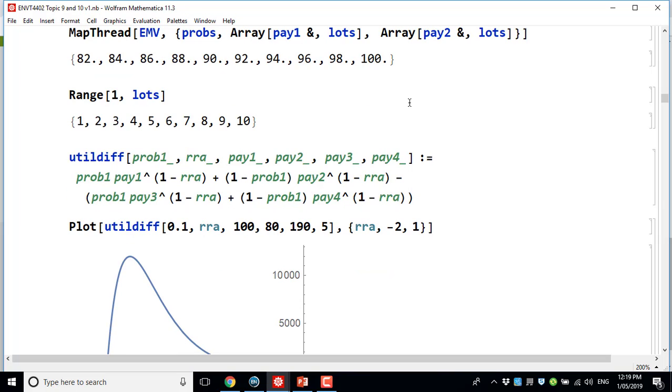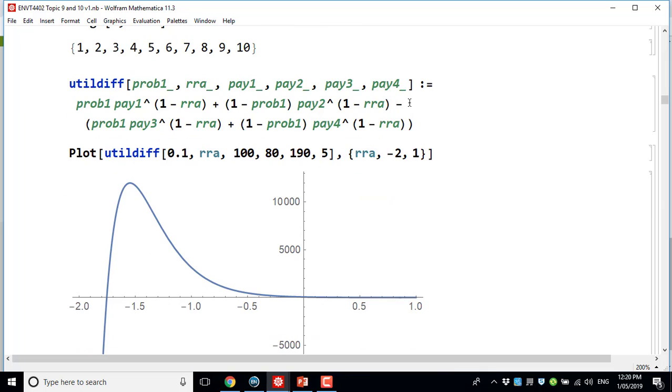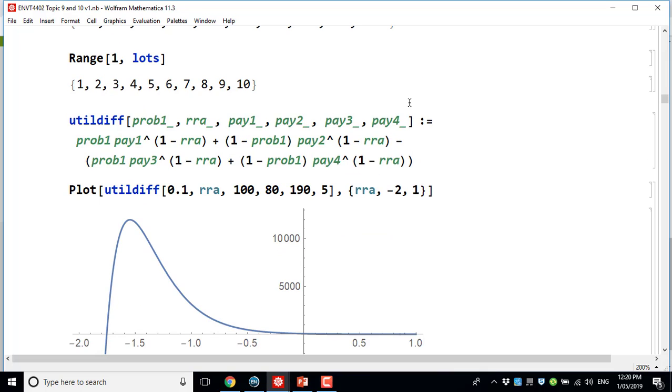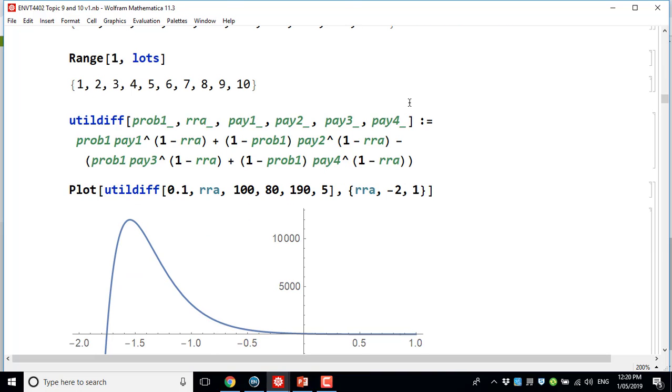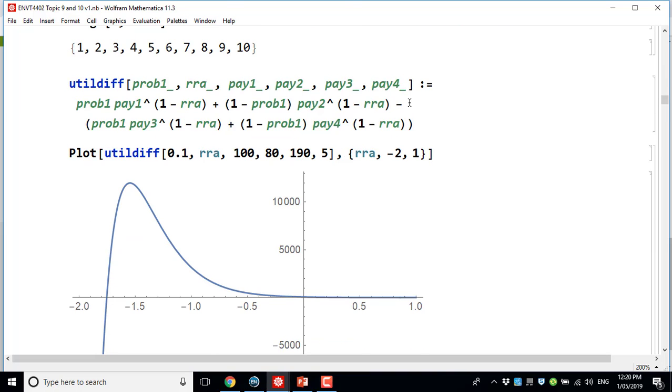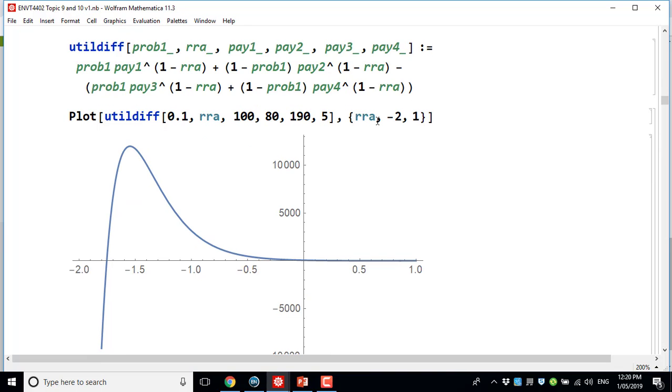Now let's have a look at just one payment and see what the chances are, if we vary the risk attitude, of how the utility is different. So here we have picked up just 4 numbers. We are plotting the utility difference, but we are interested to know the changes in the utility difference with respect to their risk attitude.